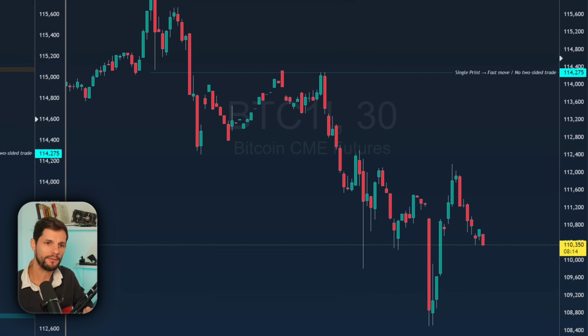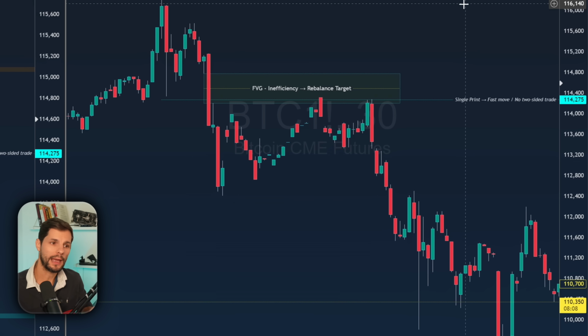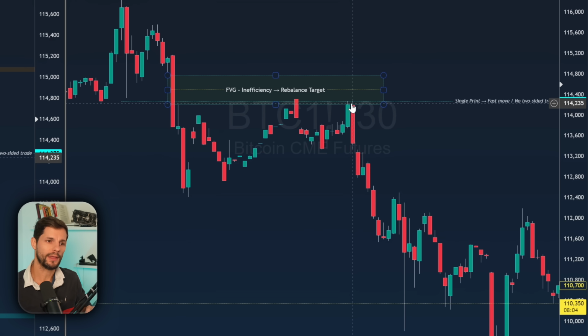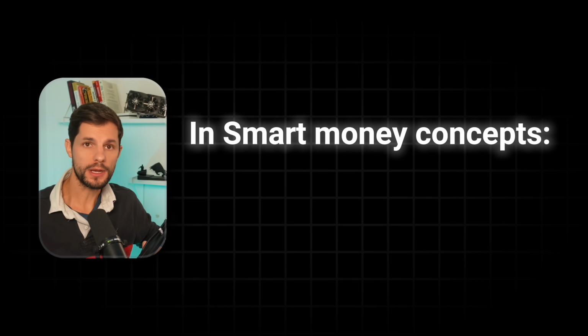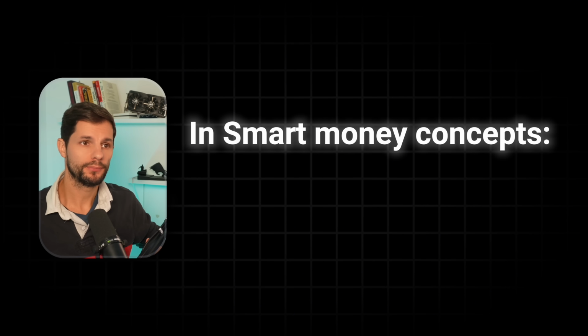Okay, and I think I do have another one here. There you go. This is what the fair value gap would be marked as. You can see that we came straight to the bottom of that fair value gap, where the single print obviously repaired that inefficiency. And with that, we go from the auction theory, also known as TPO, to smart money concepts.